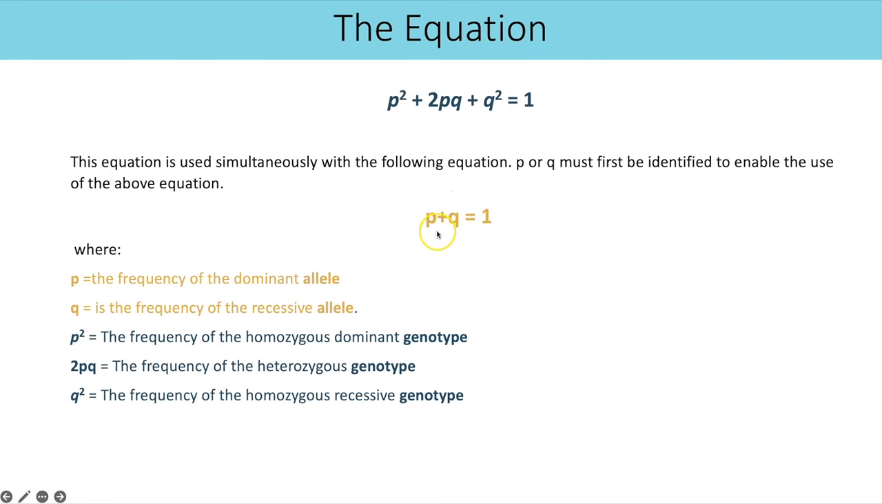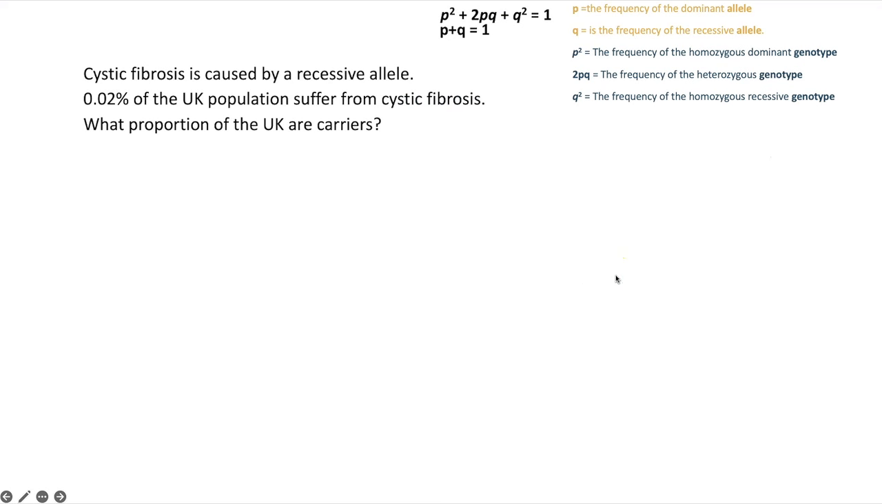This equation down here is for all of the alleles, and you either have the dominant allele, which is represented with the letter p, or the recessive allele, which is represented with the letter q. So all of the alleles for that gene in the population would be p plus q, and that equals 1. So those are the two equations, but it's going to make a lot more sense if we go through an example, because you could rearrange these equations to work out the frequency of the dominant allele, the frequency of the recessive allele, or the frequency of any of those genotypes in a particular population.